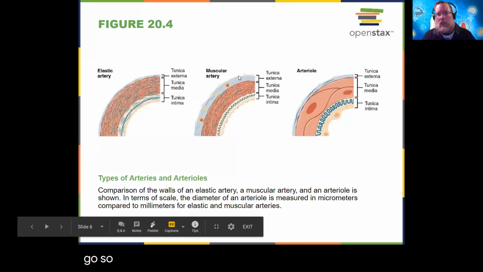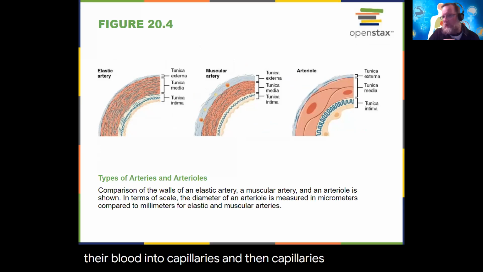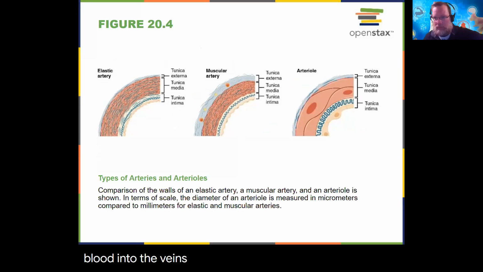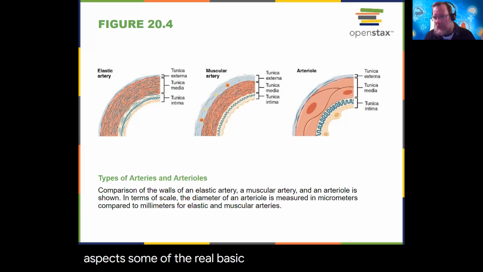Here we go. So we'll start with arteries. In essence, we're going to go arteries first. And then remember, arteries feed their blood into capillaries, and then capillaries dump their blood into the veins, and then we end up back at the heart. So we're going to start with the artery aspects, some of the real basic structural features, and then we'll look at capillaries and then veins. All right, so that's where we are now.